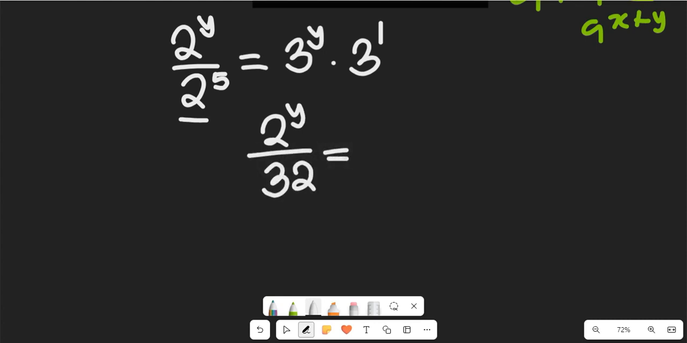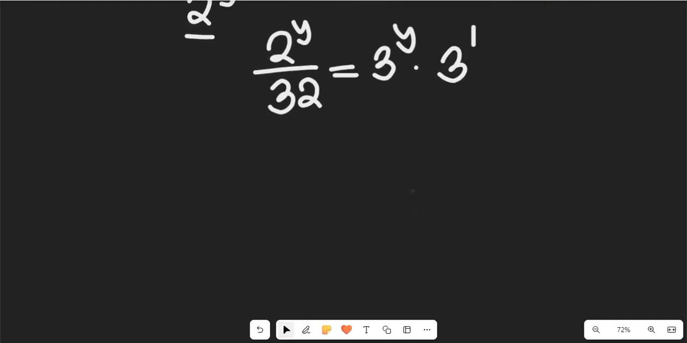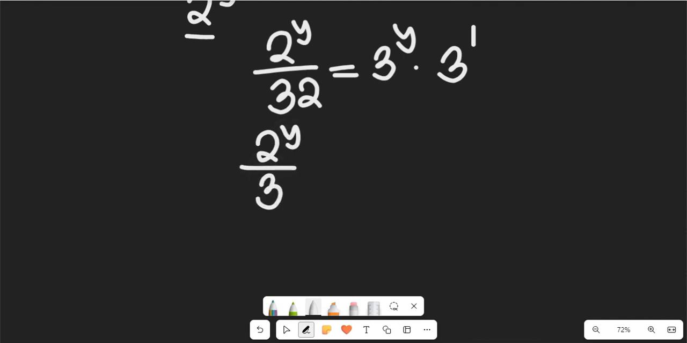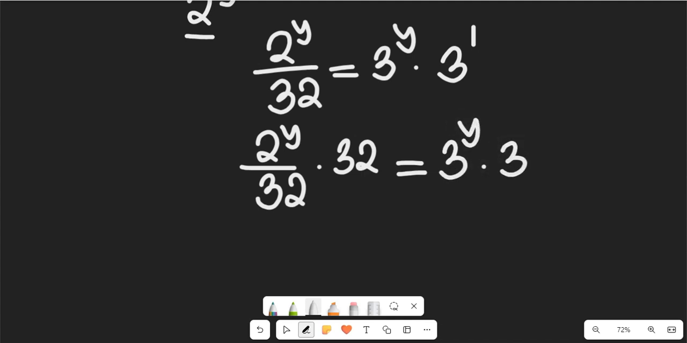And this will be equal to 3 to the power of y multiplied by 3 to the power of 1. So what do we have here? To simplify further, we are going to multiply both sides by 32. So we'll have 2 to the power of y divided by 32 multiplied by 32, right? And this will be equal to 3 to the power of y multiplied by 3 to the power of 1 multiplied by 32. So what do we have next?